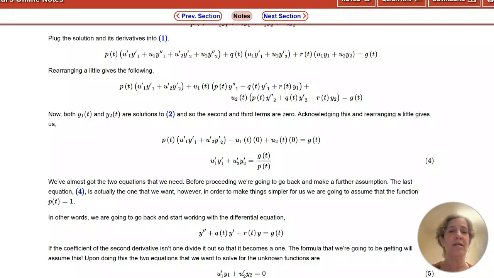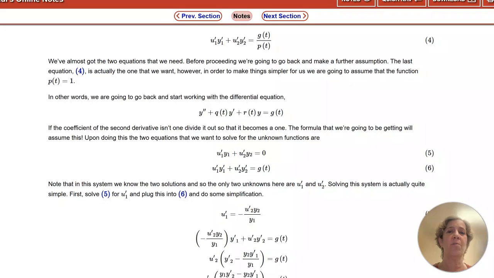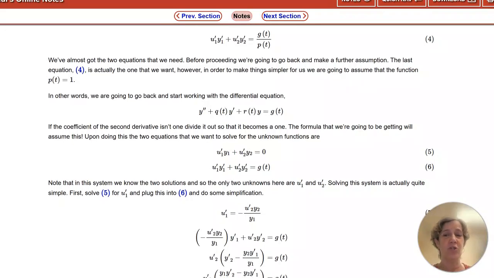So then we get u1 prime y1 prime plus u2 prime y2 prime equals g of t over p of t. We've got two unknowns. We're going to need a couple equations, so we're almost done. So we're going to go back and make another assumption. And again, we're hoping our assumptions work out in the course of our proof, that we can validate they were reasonable assumptions. So the last equation is actually the one that we want.